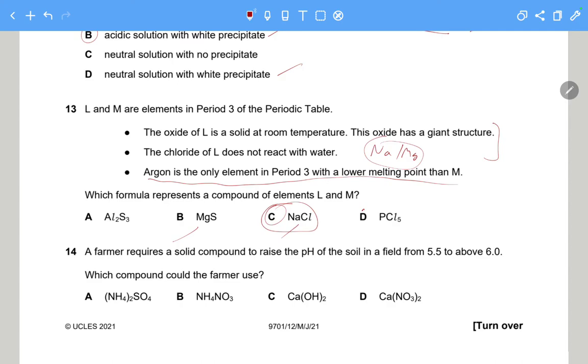And then question 14. A farmer requires a solid compound to raise the pH of the soil in a field from 5.5 to 6.0. Which compound could the farmer use? Now, to raise the pH, you need to add an alkali, and you straight away see calcium hydroxide. It has to be the answer, because it is alkaline. And remember, calcium nitrate is neither acidic nor alkaline, so it cannot be the answer. And ammonium salts react with alkalis. So definitely they won't raise the pH of the soil, because if they react with alkalis, they are acidic in nature to some extent, and therefore these will lower the pH, not raise the pH. So it has to be C.